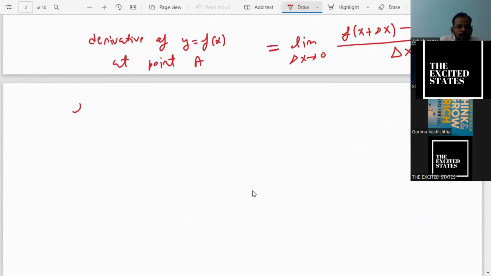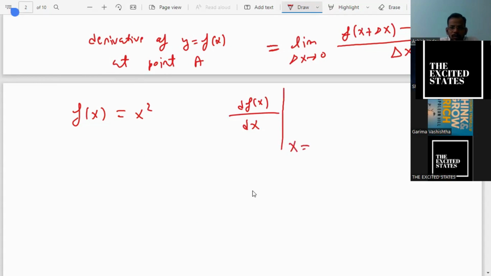This time I am taking f of x equal to x square. Have you studied the limits in your curriculum? Yes, sir. Okay, so let's suppose I am taking f of x equal to x square. We just want to find the derivative of this function f of x. This is our notation of derivative of f of x with respect to x. Let's suppose at x equal to 3, we just want to find this.